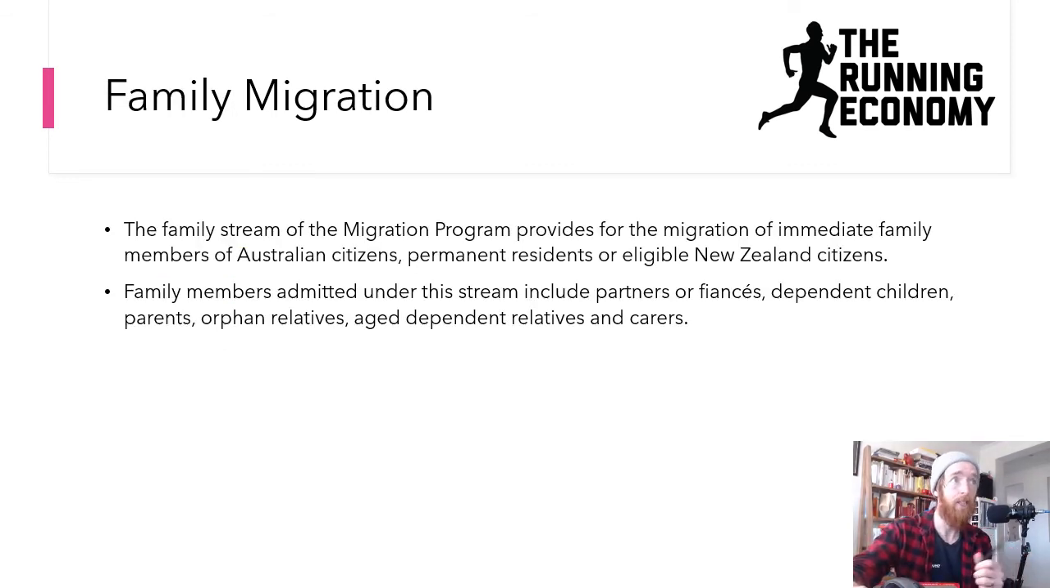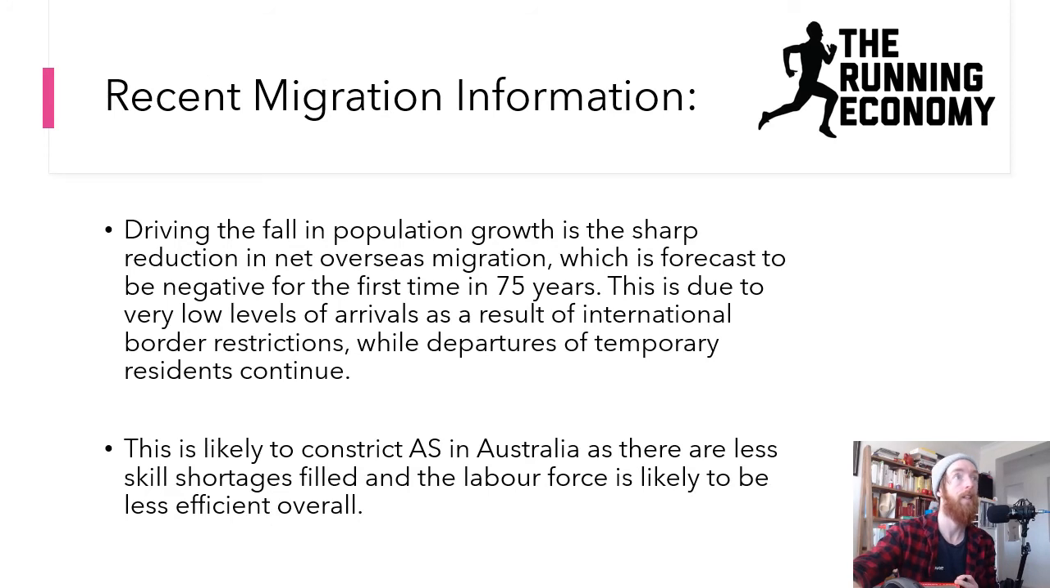Then we've got family migration. So the family stream of the migration program provides for the migration of immediate family members for Australian citizens, permanent residents, or eligible New Zealand citizens. Family members admitted under this stream include partners or fiancés, dependent children, parents, orphan relatives, and age-dependent relatives or carers.